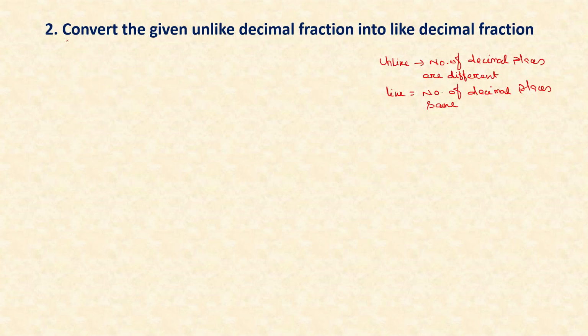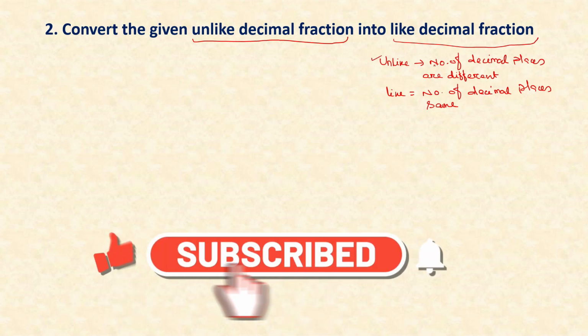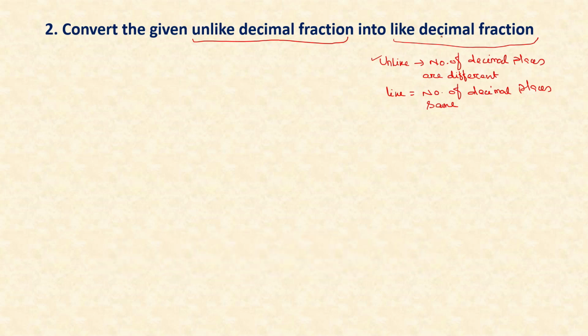The next question is: convert the given unlike decimal fractions into like decimal fractions. So what do we mean by unlike decimal fractions? The fractions are called unlike decimal fractions if their number of decimal places are different, and the decimal fractions whose number of decimal places are the same, we call those like decimal fractions.